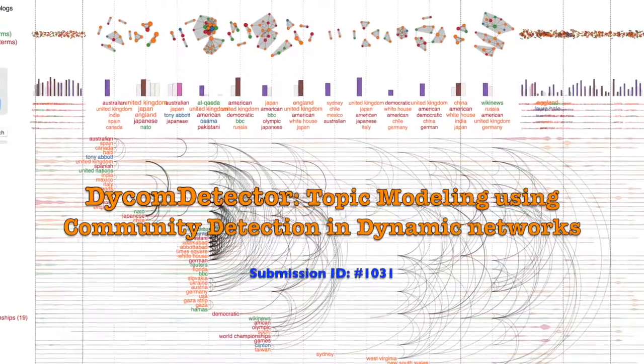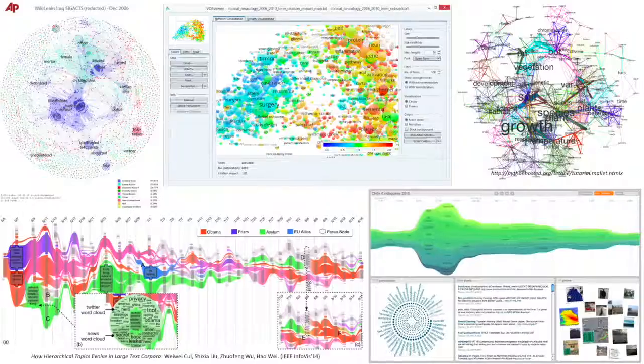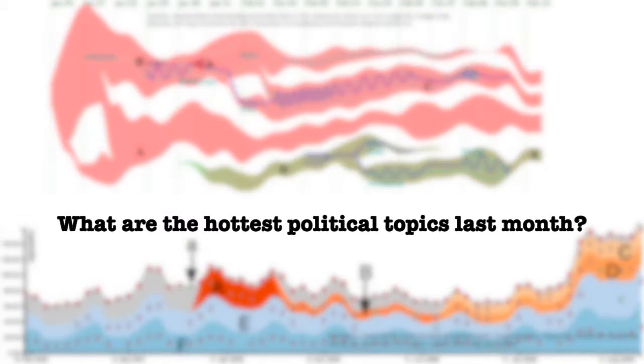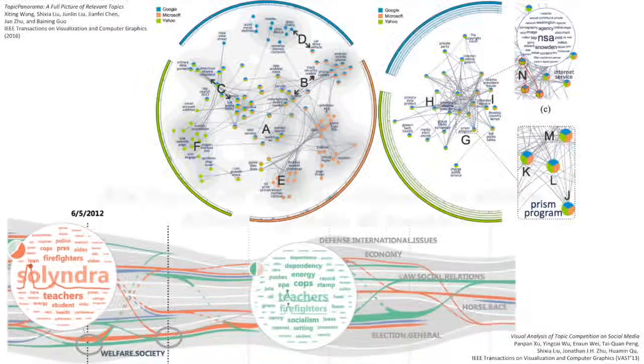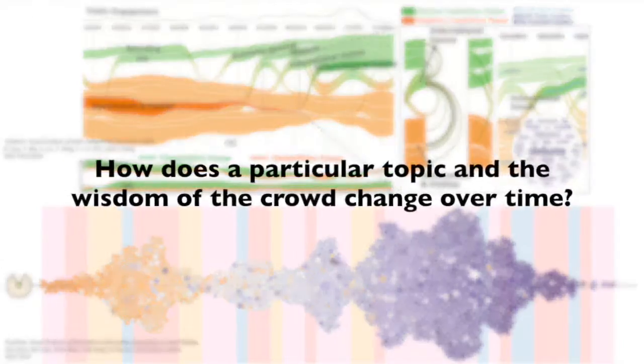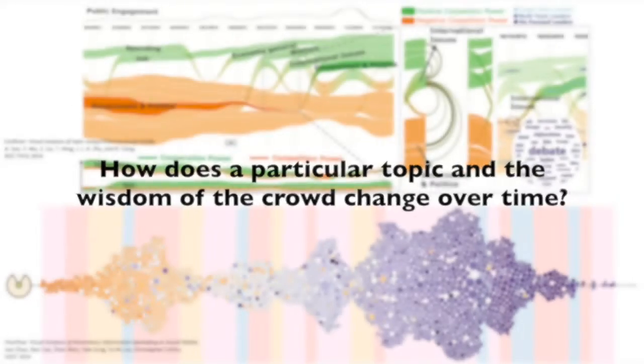Finding trends, patterns, and relationships within text corpora is challenging. To address interesting questions such as, what are the hottest political topics last month? Are there any common viewpoints among different groups of people? And how does the wisdom of the crowd change over time?